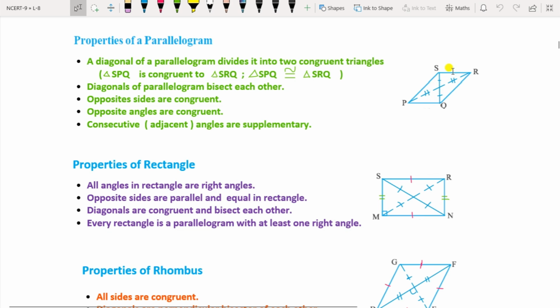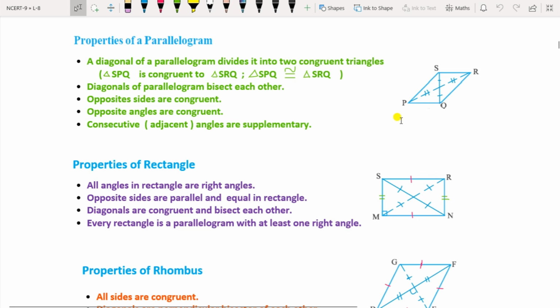Opposite sides of a parallelogram are of equal length. They are congruent. SR is equal to PQ and PS is equal to RQ. And opposite angles are also congruent, that is, P equals R and S equals Q. And adjacent angles, this one S and P, and so on, are supplementary. That is, if you add these 2 angles, it will be equal to 180 degrees. That means they are co-interior angles.